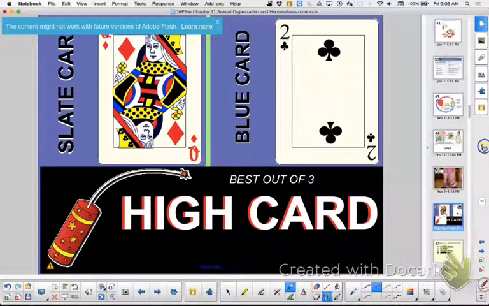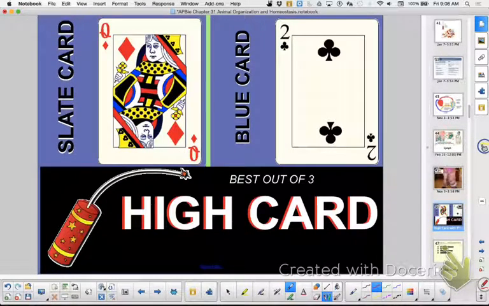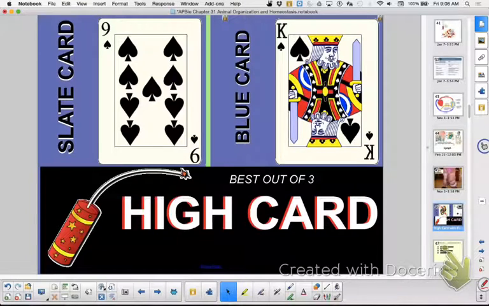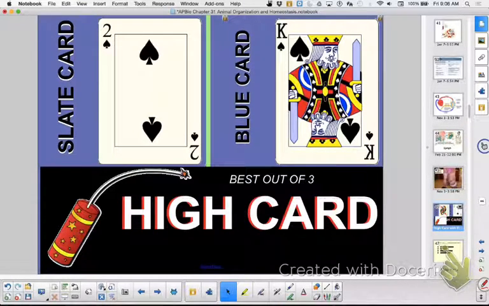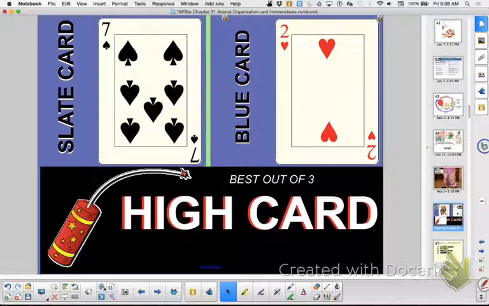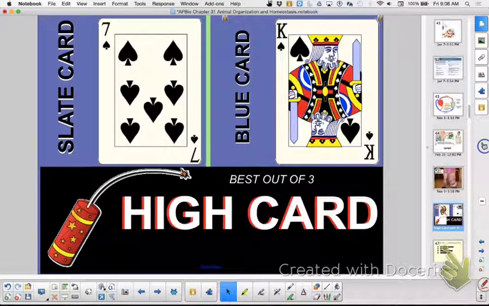Okay, we'll play high card. Best out of 3. These don't count. I gotta hit them. Okay, Slate, here's your card. Blue. Oh. Blue, we're doing best out of 3. Slate, here's your card. Oh, that doesn't look good. Oh. Here we go. Here's the tie. 7. All right, Blue, pass or play?